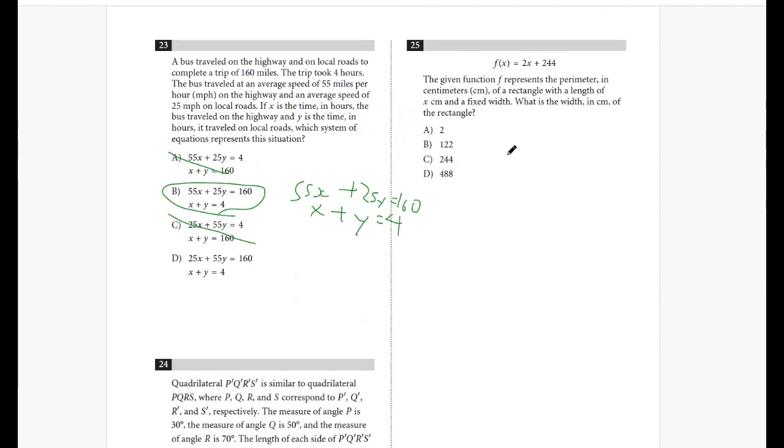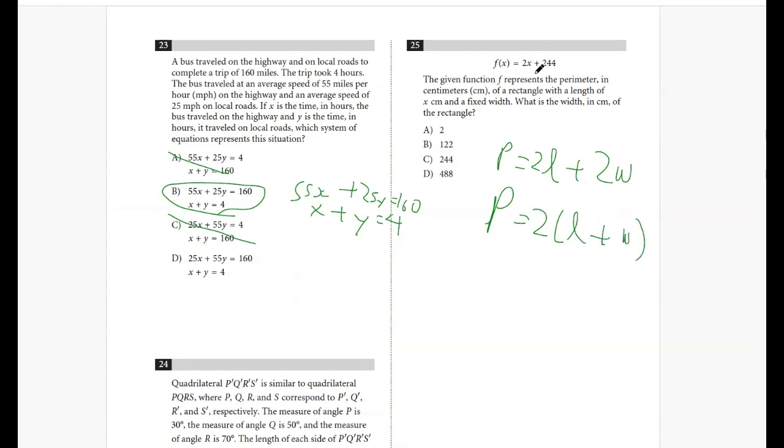The given function f represents the perimeter, in centimeters, of a rectangle with a length of x centimeters and a fixed width. What is the width, in centimeters, of the fixed rectangle? Okay, if you want to get the perimeter, it's 2L plus 2W, right? And I can go ahead and pull the 2 in front.